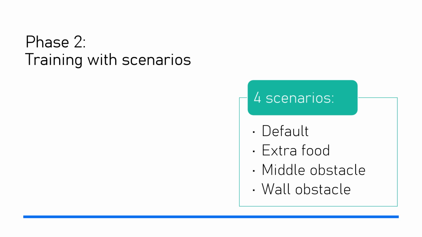So using A2C and our own custom CNN, we train a model for each of the following four scenarios, which is the default scenario, extra food, middle obstacle, and wall obstacle. We will go over it in a second.